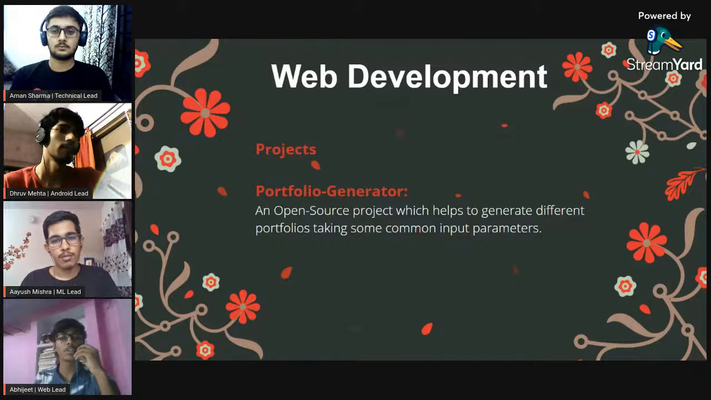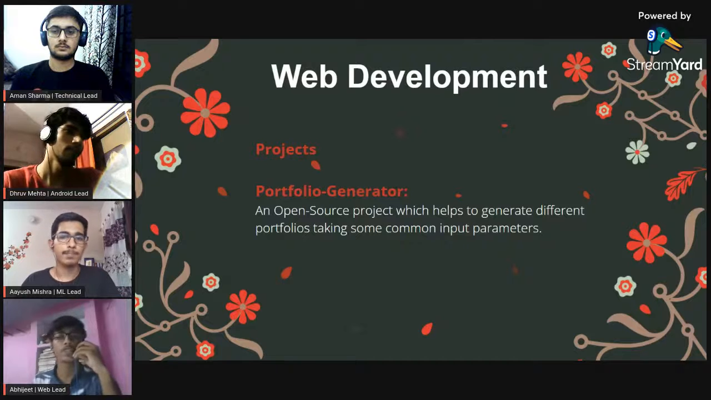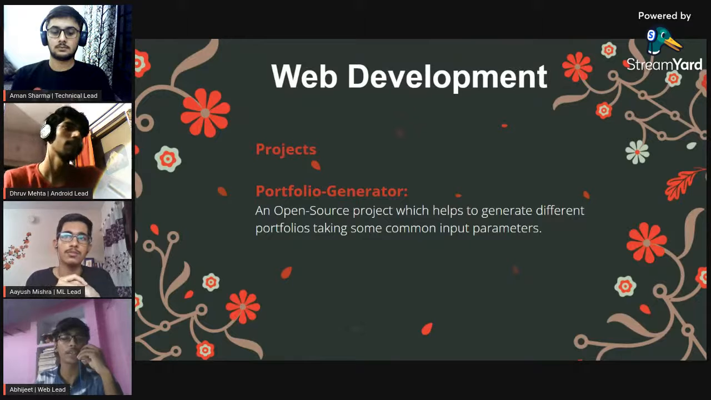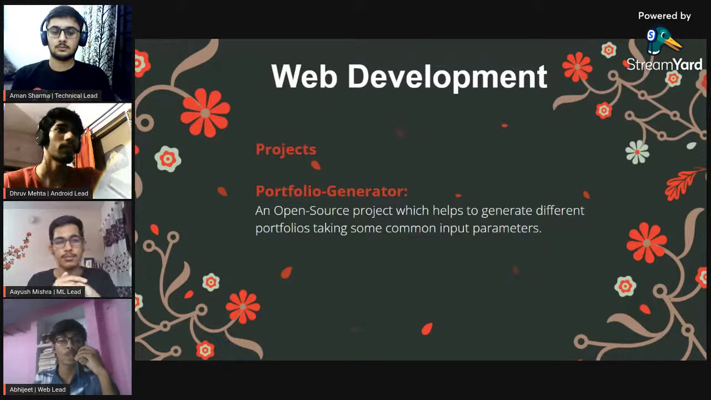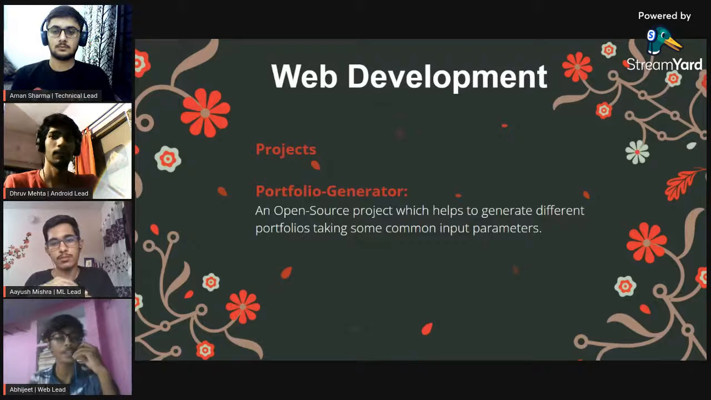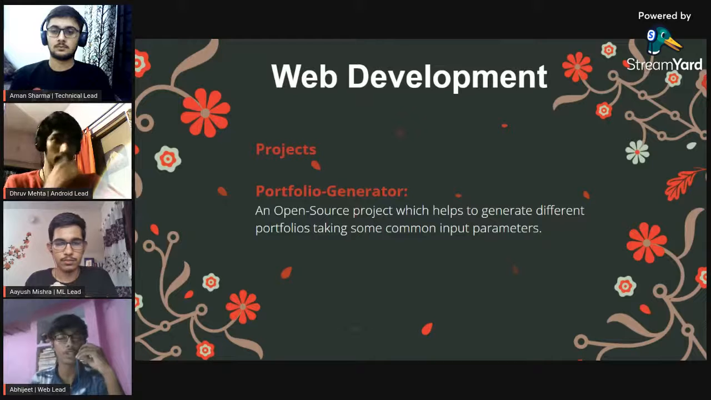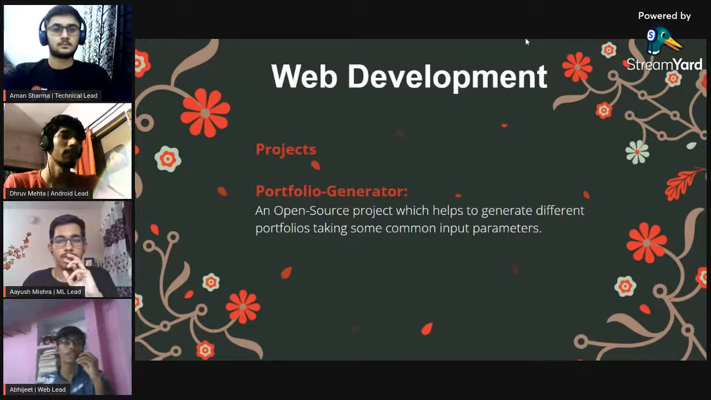Now, there are many such portfolio generators out there, but the flaw that we thought was they all had one static design and you had to stick with it. So we are trying to do something new and give many design choices to the user, allowing them to choose from a variety of designs, fill in the details, and get an awesome portfolio. Now the project, as you know, is based on Next.js and Material UI, and it can easily help you get started with React too.